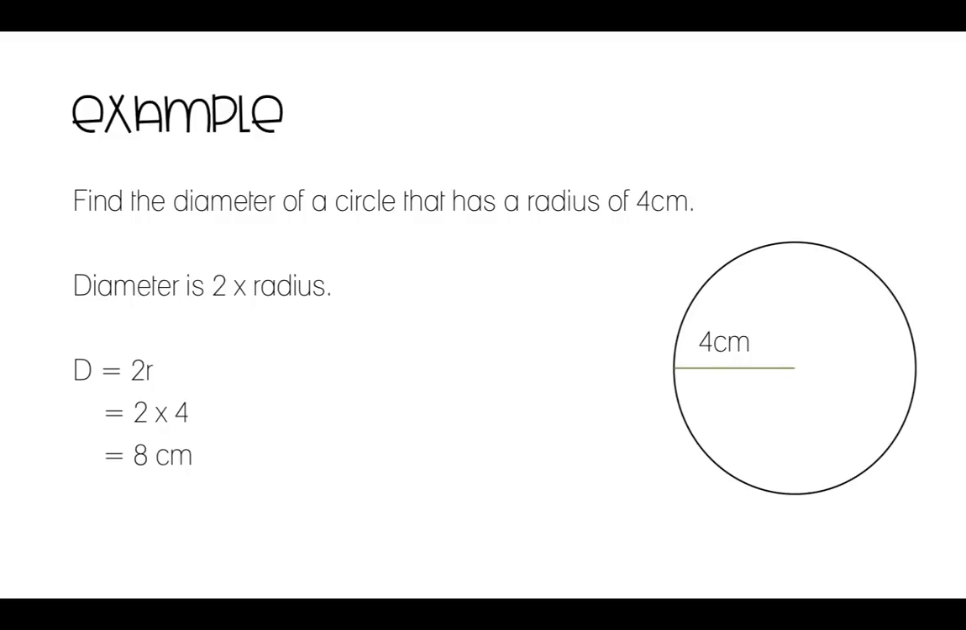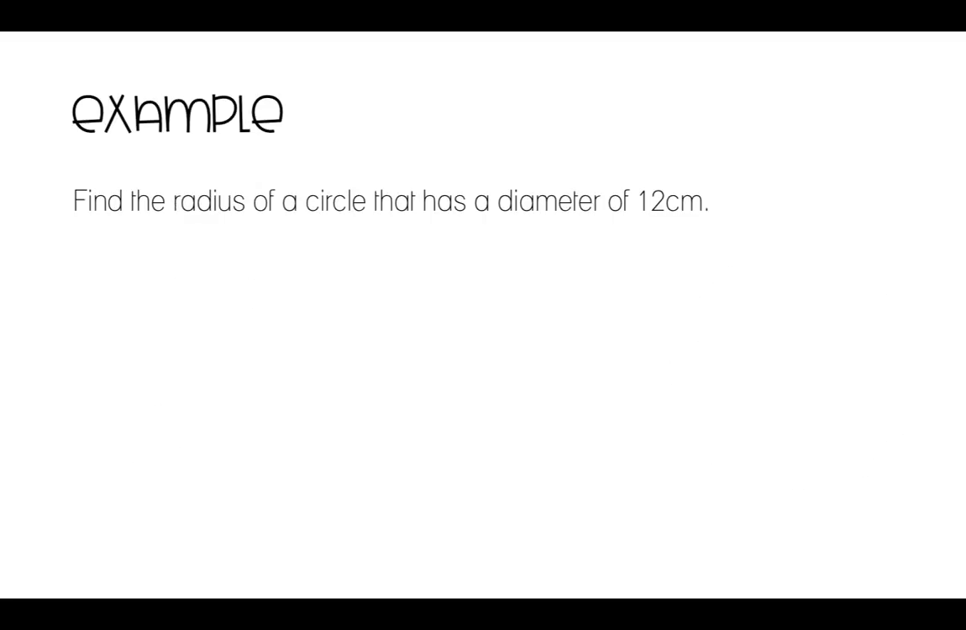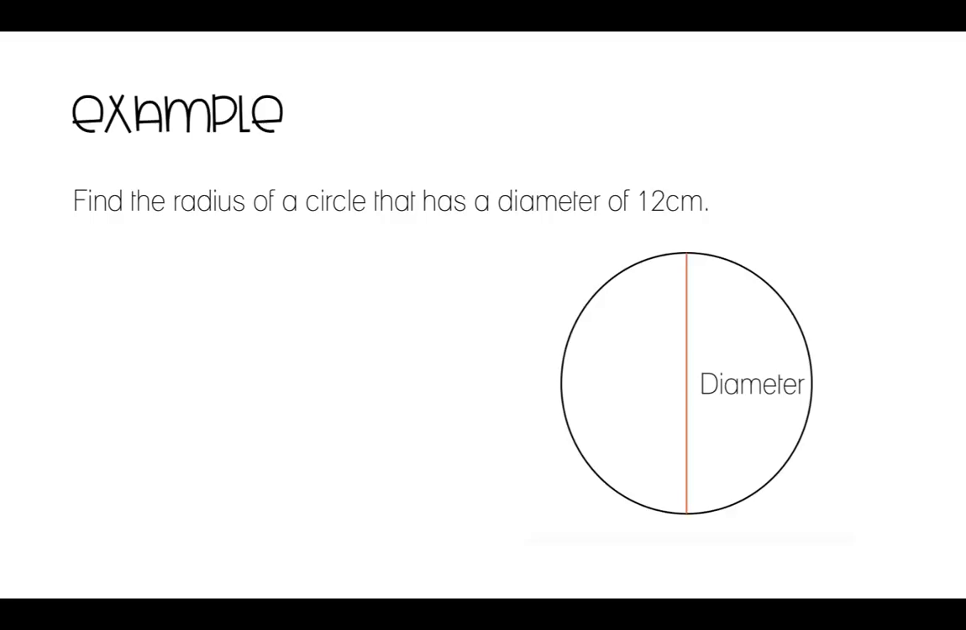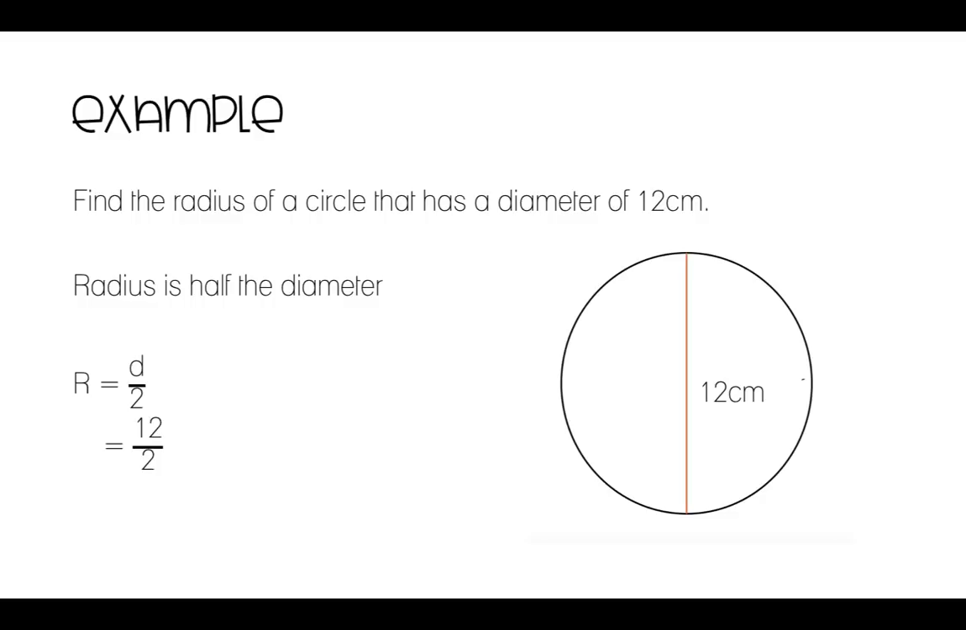Now, always remember you need to be using your units of measurement because we need to know what unit it is in. So find the radius of a circle that has a diameter of 12 centimeters. So we've got our diameter. Now that diameter is 12 centimeters. So the distance from one side to the other is 12 centimeters. So the radius is half of the diameter. So when we're working out the radius, we are looking for half of our diameter. So in this case, we're going to say the radius equals d divided by 2, diameter divided by 2, which gives us 12 divided by 2, and that gives us an answer of 6 centimeters.